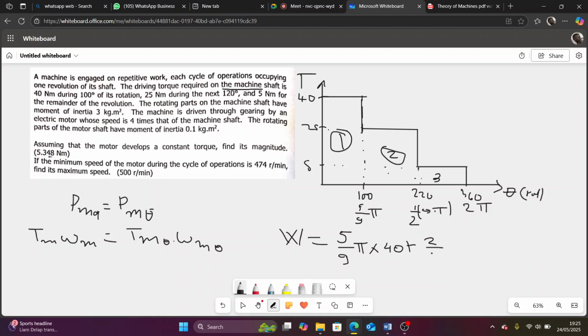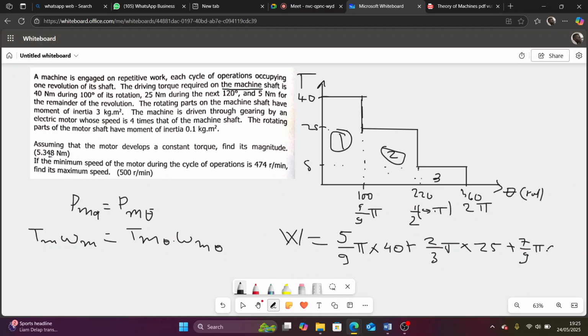So it's 2 over 3 pi multiplied by the height of the rectangle. It's 25. Do you see it? Because you are here on this rectangle, the height is 25. On the small rectangle, what do we have? What is the base? 360 minus 220, which is 7 over 9 pi, multiplied by 5, right?